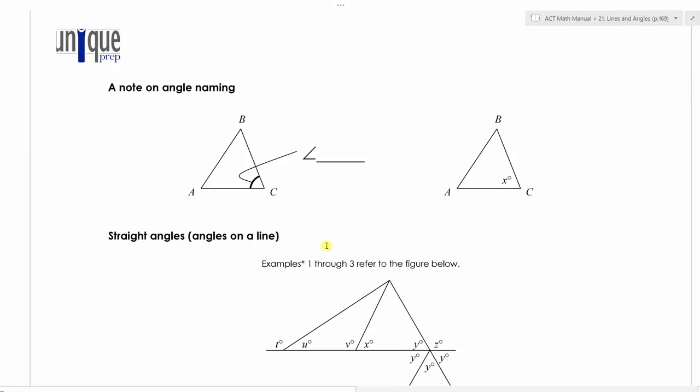A note on angle naming. On the ACT, you may see something like this figure on the left where the question just says something like, what is X? And obviously they're asking you for the angle that is formed between side BC and side AC. So between AC and BC. Now, they may also call that same angle BCA or even ACB. And what you need to understand is that it is the letter in the middle that is at the vertex where the angle is formed.